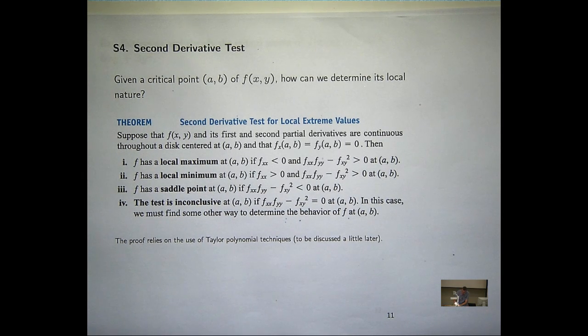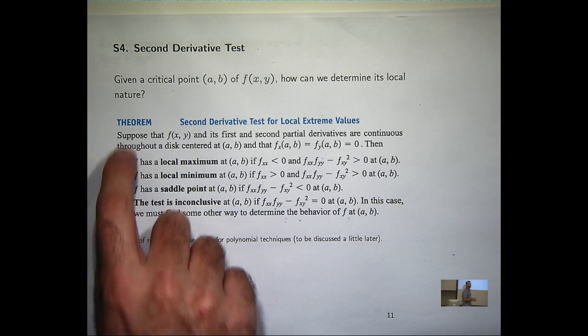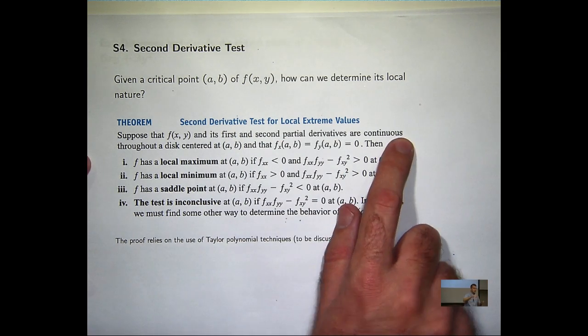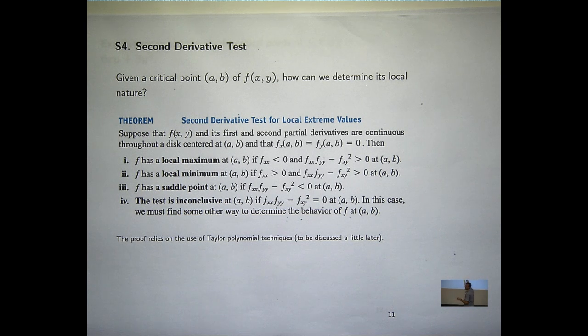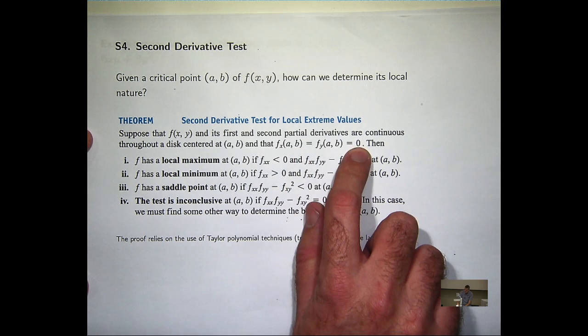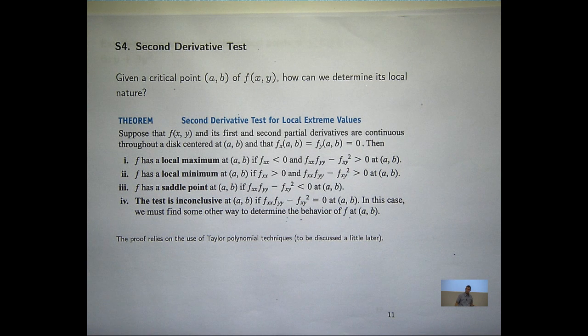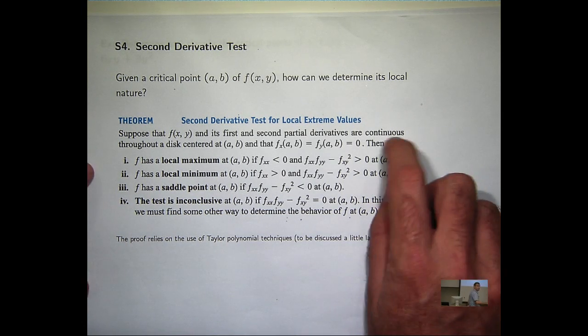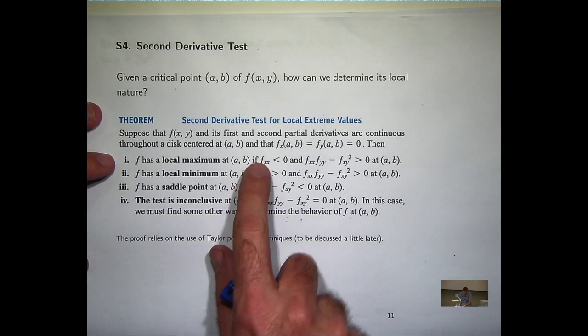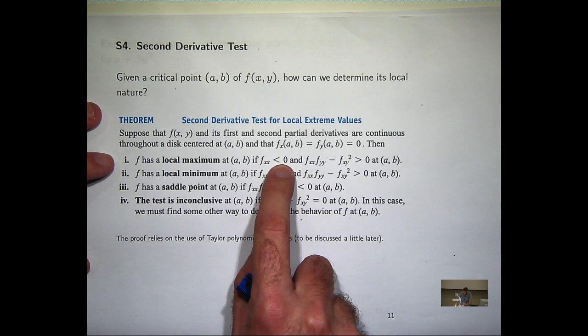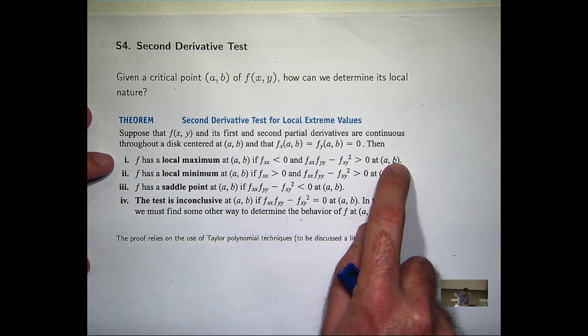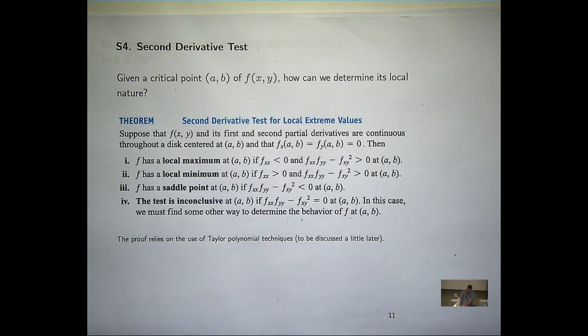So let's, first of all, have a look at the assumptions of the second derivative test. Suppose that f and its first and second partials are continuous throughout some disk centered about our critical point. In addition, suppose that the first order partials are 0 at the critical point. Well, that's sort of what we mean by critical points anyway, right? We find the critical points by solving f sub x equals 0, f sub y equals 0. Then, under those conditions, we can make the following conclusions. If this second order partial at our critical point is negative, and this is positive at the critical point, then f has what's known as a local max at (a, b).